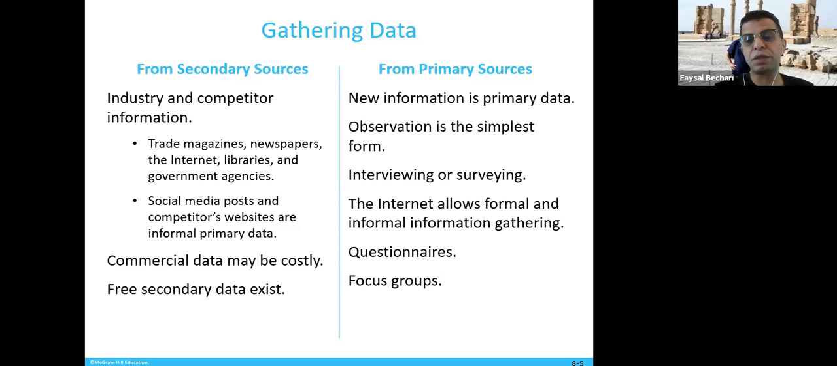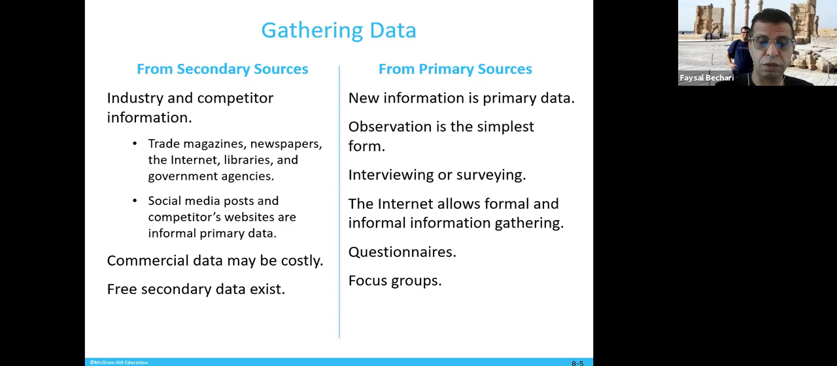And new information is primary data. So observation is the simplest form. You go to the mall and start observing what people are buying, or you go to the store and find what kind of, for example, rice they buy. You can also interview or do surveys, and there are lots of ways of doing surveys.